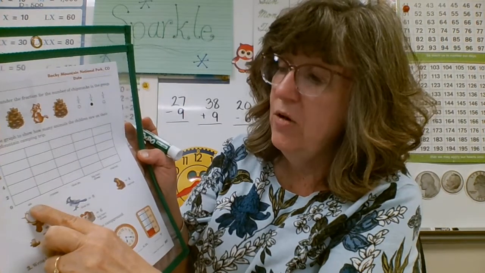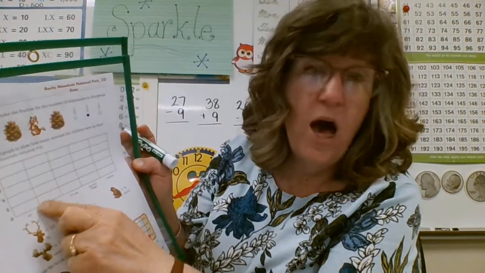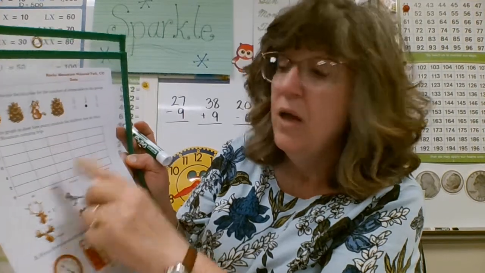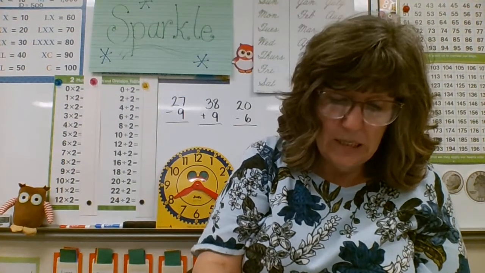Now it says 10 elk. Elk is right here in this row going up, not going across. Did you hear that? We're going up. So how many elk do we have, Quinn? That's right, we have 10. So let's color all the way up for 10. 2, 4, 6, 8, 10 to the top. Okay, color that in for me nice and neat.